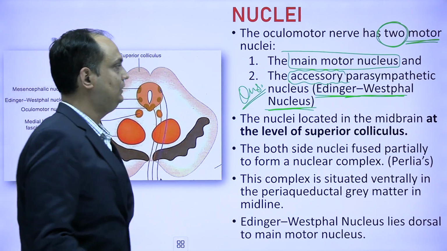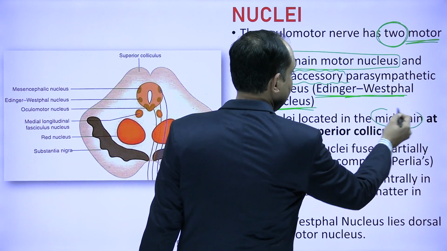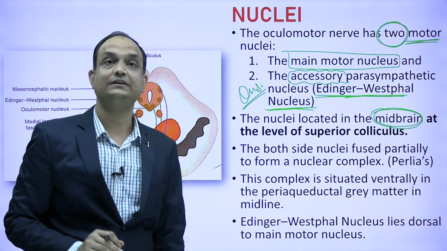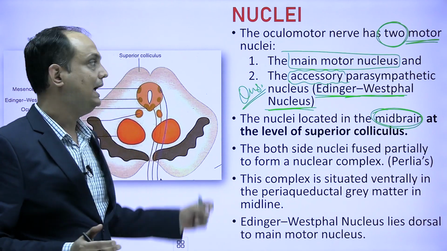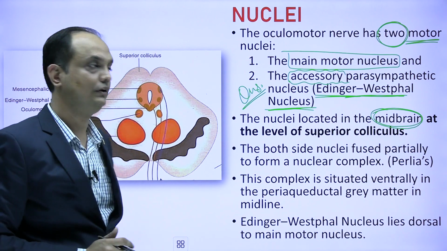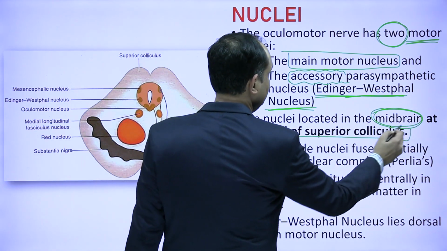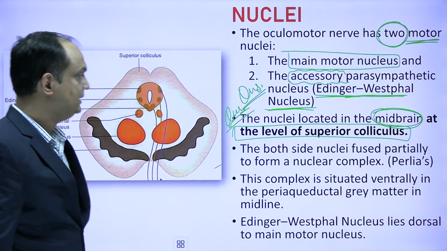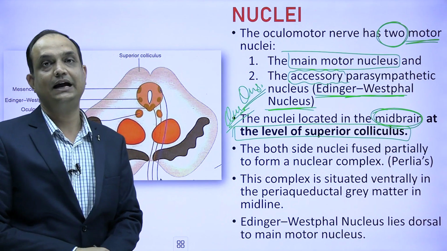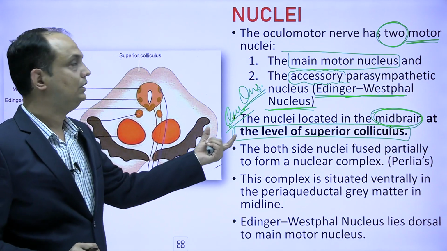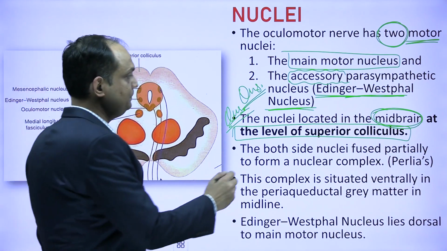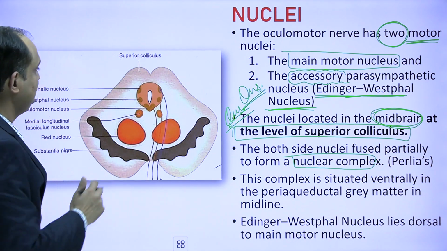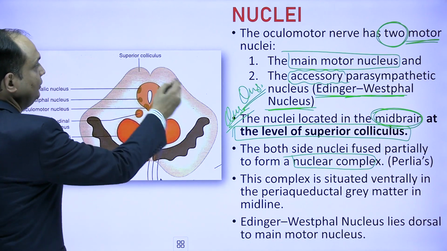Now these nuclei are located in the midbrain, and the midbrain has two colliculi on the posterior aspect, superior and inferior colliculi. Both nuclei of the oculomotor nerve are present at the level of the superior colliculus of the midbrain. This is again a question for your exam. Then another important thing is that the nuclei of both sides of the oculomotor nerve fuse partially and form a nuclear complex.